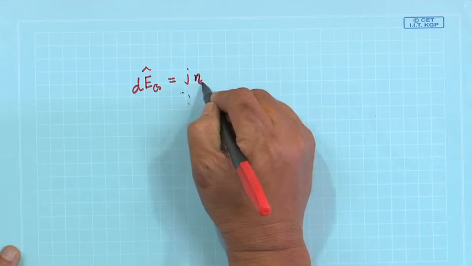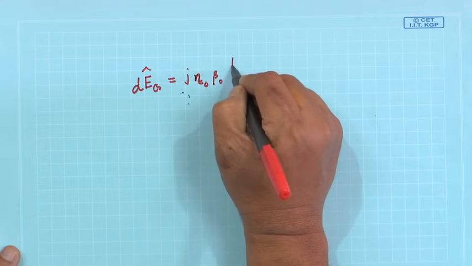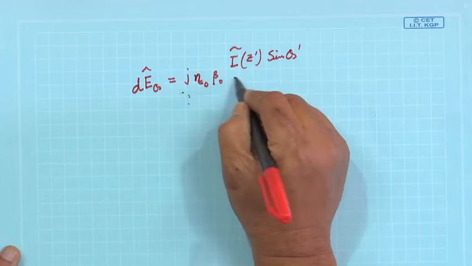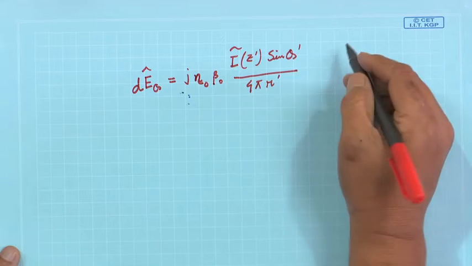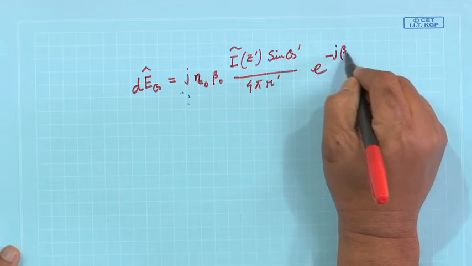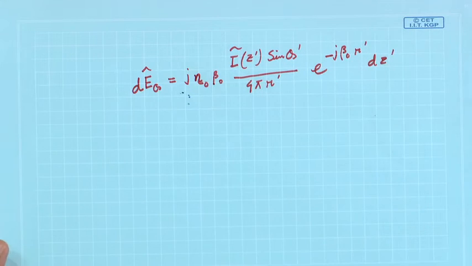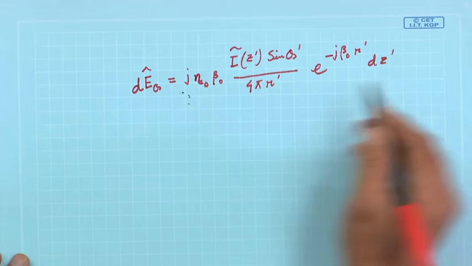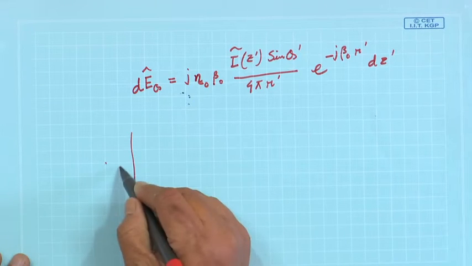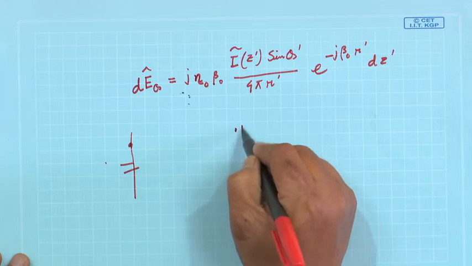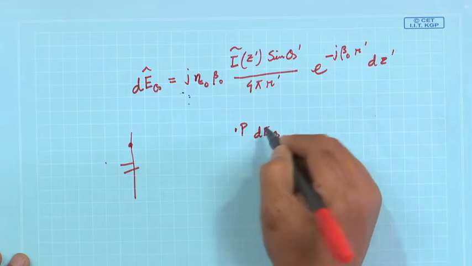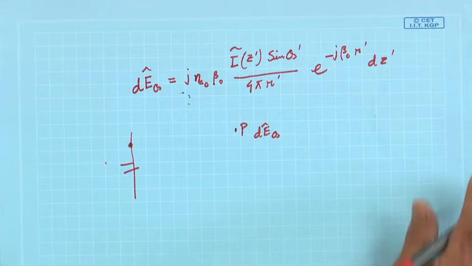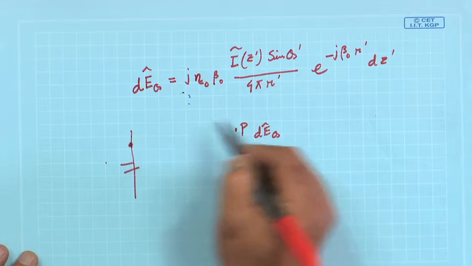There we have derived that this was the case. I z dash is the current, there is a sin theta variation, there is a 1 by r dashed variation, e to the power minus j beta naught r dash dz dash. So, this is the current, this is the E field at the point. So, at P, this is the d E theta, oriented in the theta direction, and this is the value of this. Now, here you see different points will have different r dashed.